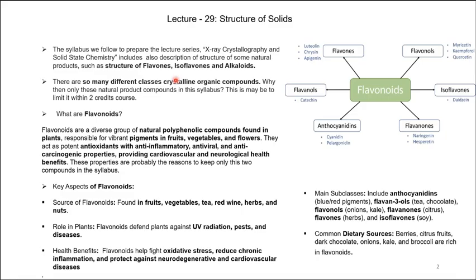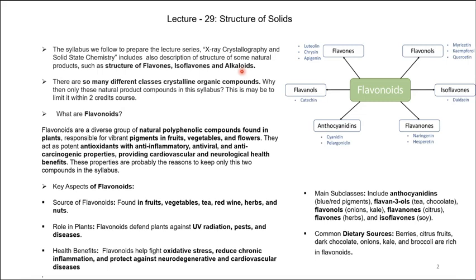Well, we have been talking about the solid structure of materials like ionic compounds, covalent compounds, metals, non-metals, alloys, and many different classes of compounds, but not the organic compounds, the structure of organic compounds. But the syllabus says that we have to describe the structure of flavones, isoflavones, and alkaloids.